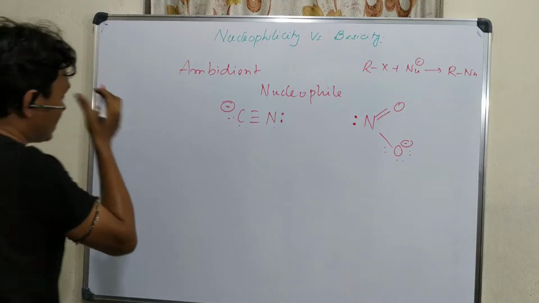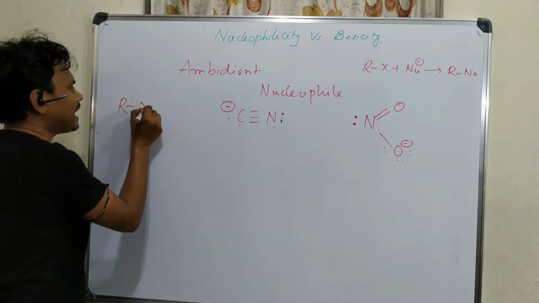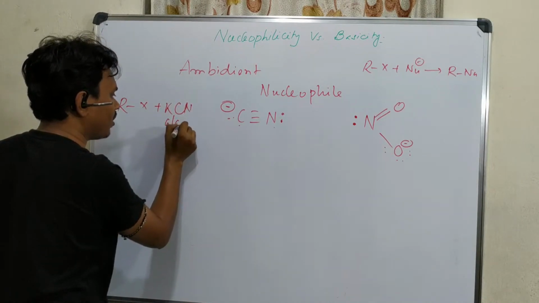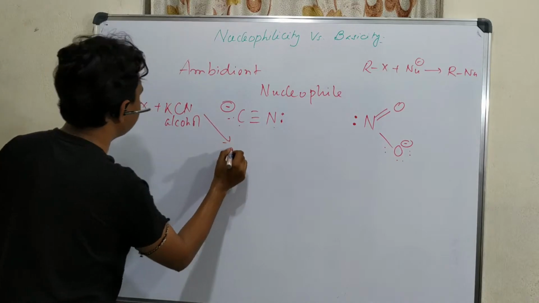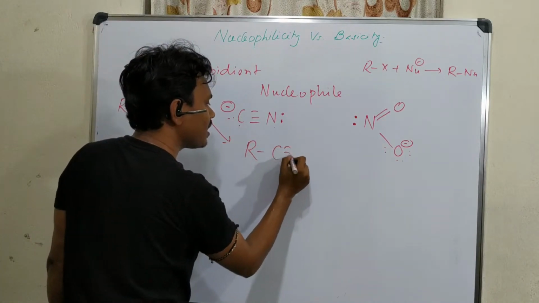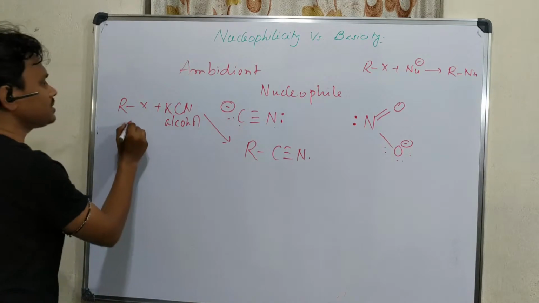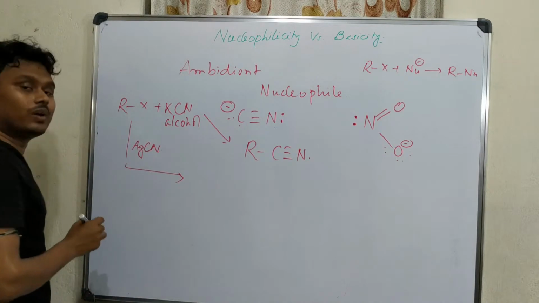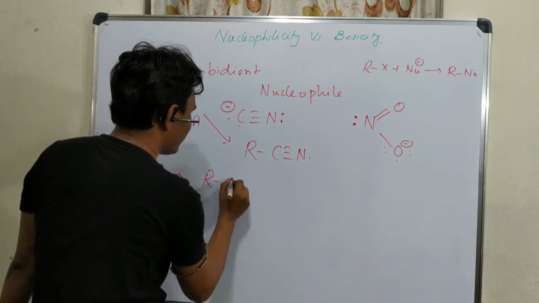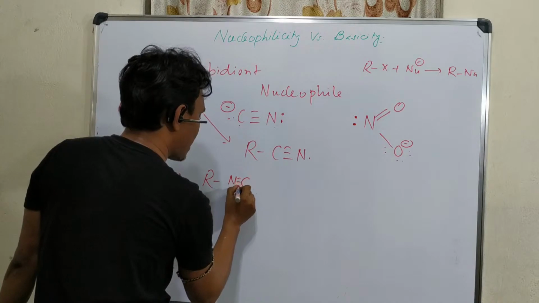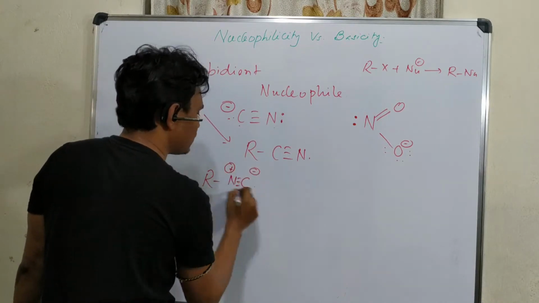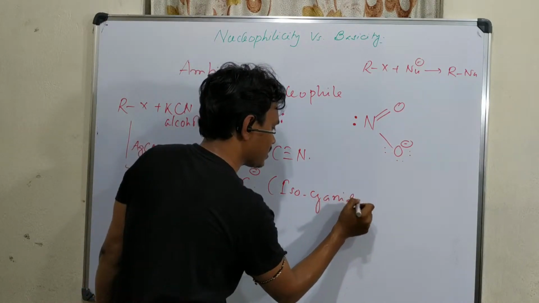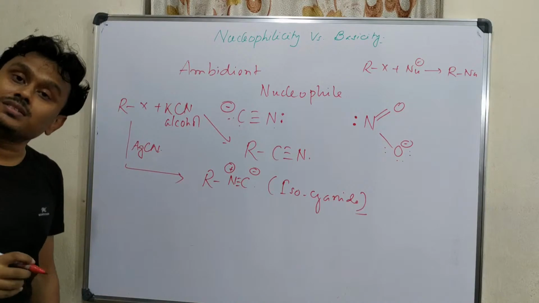For example, if we take alkyl halide plus potassium cyanide in alcohol, the product is RCN. Instead of that, if we take silver cyanide, what is the product? The product is RNC, with a plus charge on nitrogen and a minus on carbon. This is called isocyanide. The question is why this difference happens.